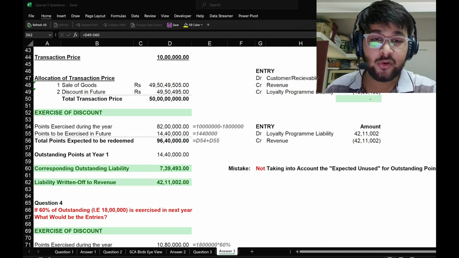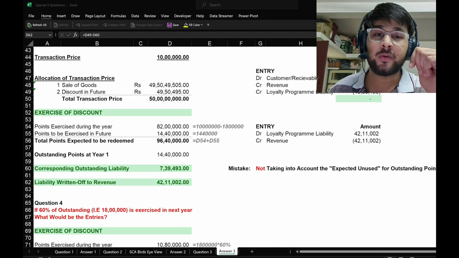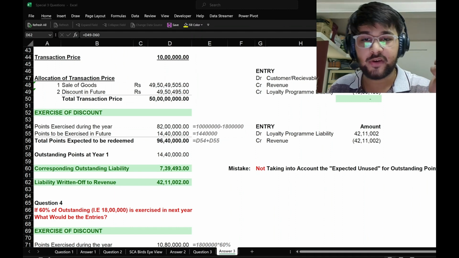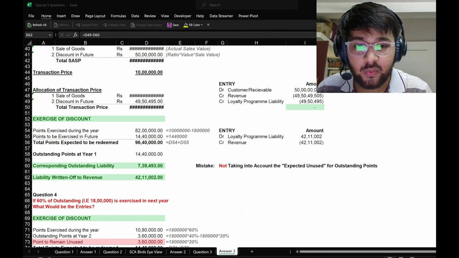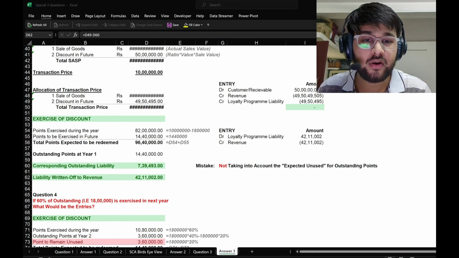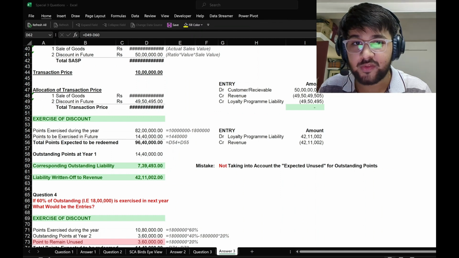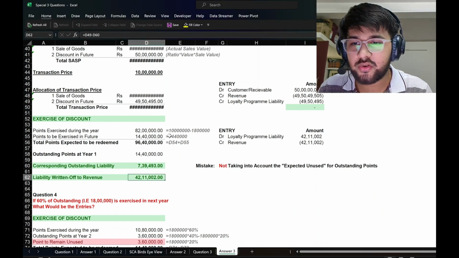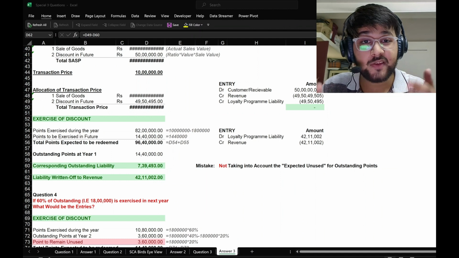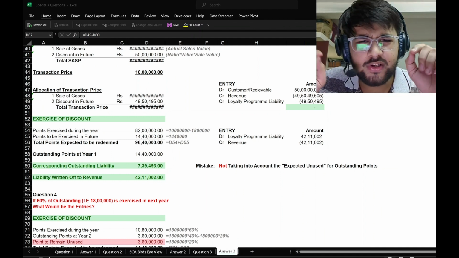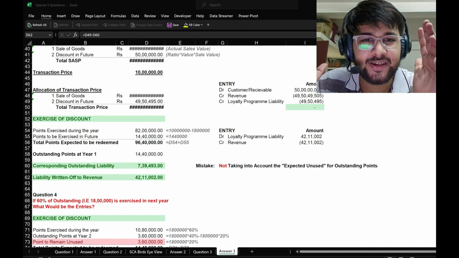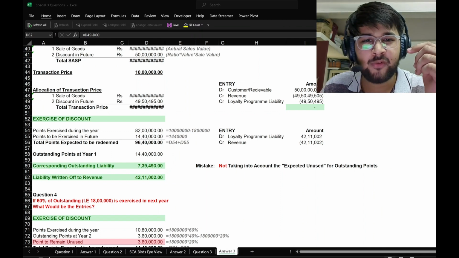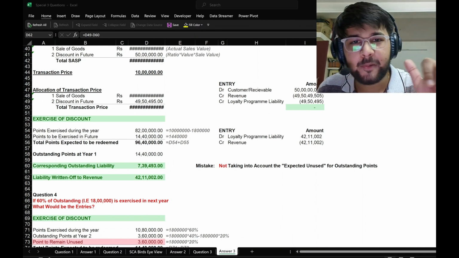The mistake that one could make is not taking into account the expected unused outstanding points. I will just zoom it out for clarity. Not taking into account the expected unused outstanding points, that would be one of the mistakes. You should always use whatever is expected in the future. Similar to Ind AS 102, where for share-based payments you would be estimating the number of options that would be lapsing at the end of the period. You would be taking that into account while estimating your expenses. Similarly it would be with this liability part.